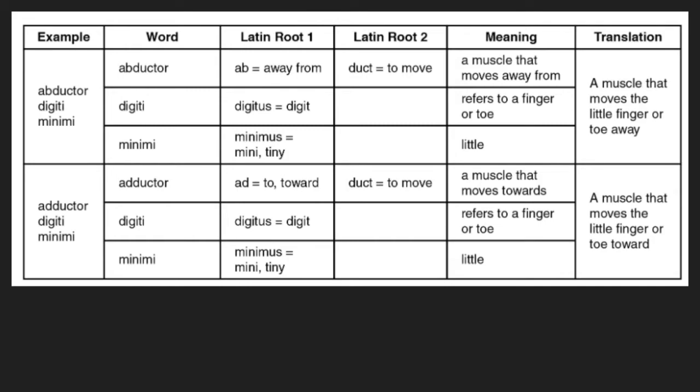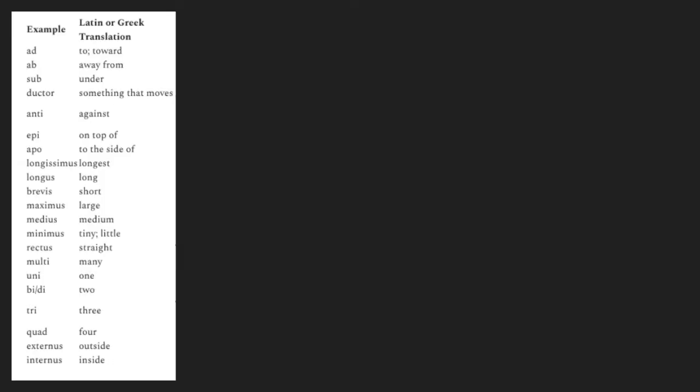So if it was an abductor digitus muscle, it would be moving your finger away. And it was showing you for this example the abductor digiti minimi. Minimi is tiny, so it's a muscle that moves the little finger or toe away. And then an opposite one would be an adductor, and it would be moving a little finger or toe towards something. So you can break all those things apart and put together what the function of that muscle might be. Here's some other ones. These might be helpful to you as you're going through and looking at them. It'll help you make sense of the function of those muscles and also where they're located.